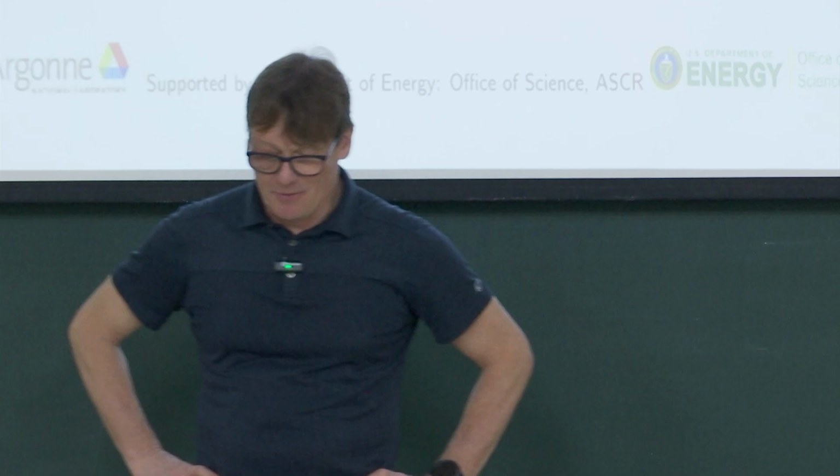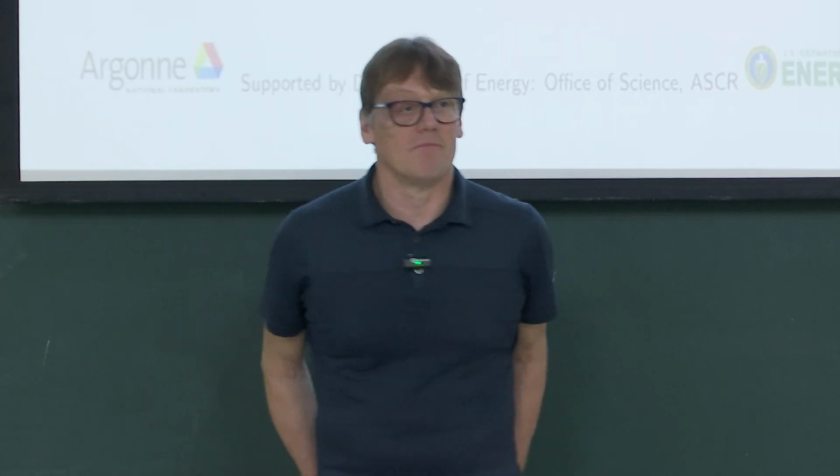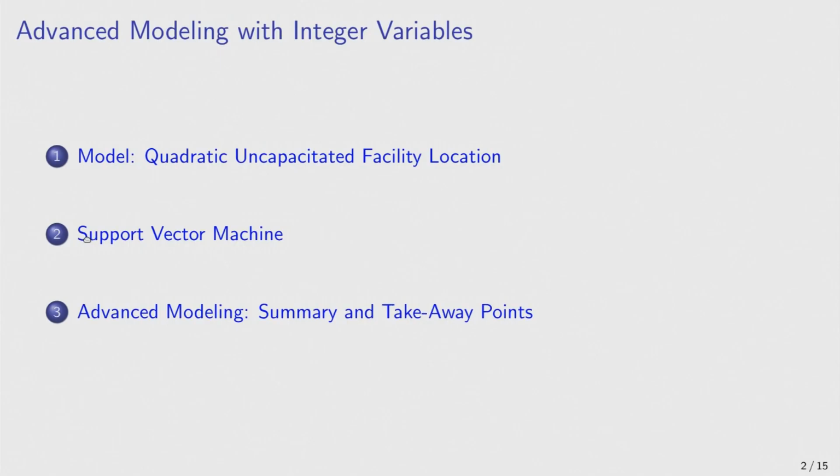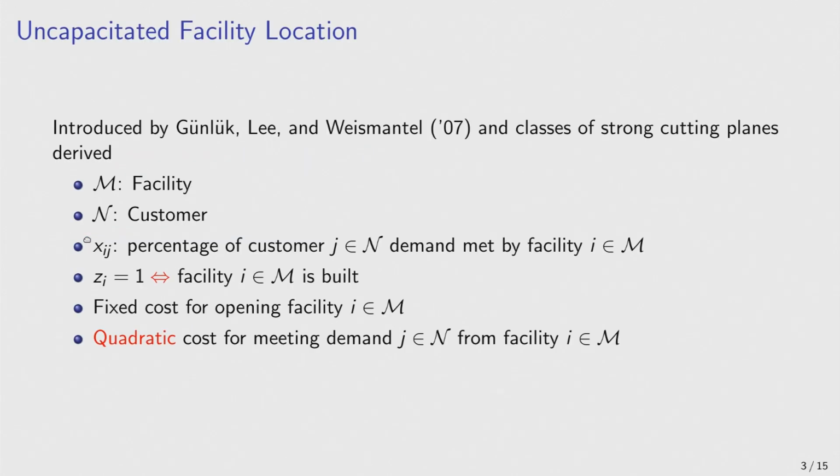Right. So we'll talk some more about integer modeling and modeling with integer variables. And we have two models that we'll look at here. One is the quadratic uncapacitated facility location problem, and the second one arises in support vector machines, which is a tool in machine learning. And I copied those or stole those slides from Pietro.